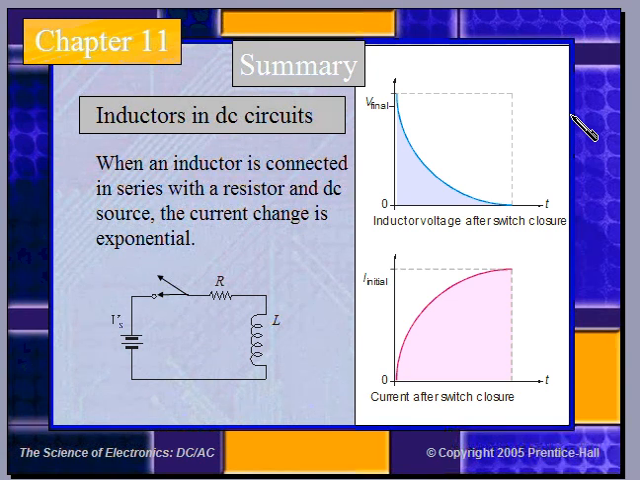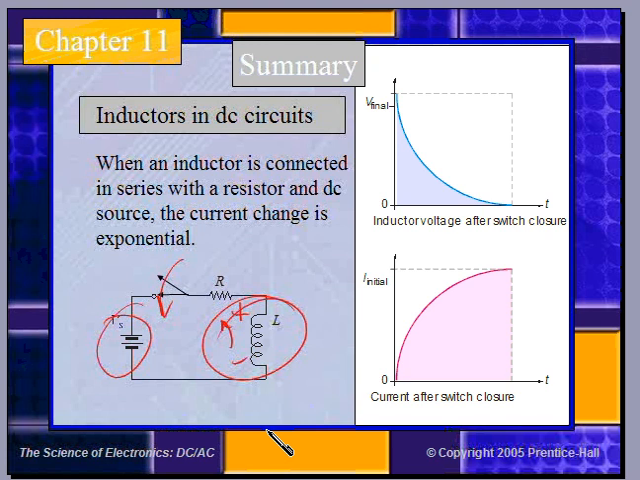Inductors in DC circuits. When an inductor is connected in series with a resistor and a DC source, the current change is exponential. So here, once the switch closes, the inductor induces a voltage to oppose the change. So for that instant, when that switch closes, you have the source and an induced voltage on the inductor. The net current is zero. There's theoretically no current flow, and the voltage initially across the inductor is at a peak value. Now as time goes on, the current rises exponentially, and the voltage across the inductor goes down to 0 volts.